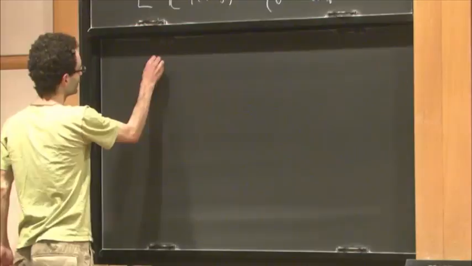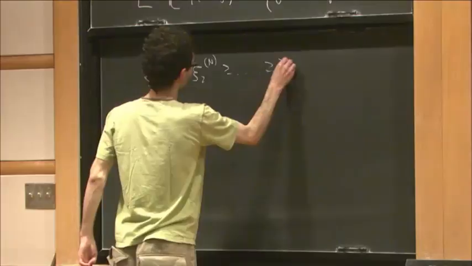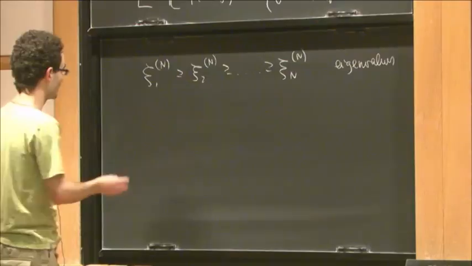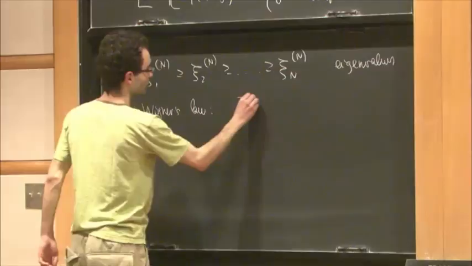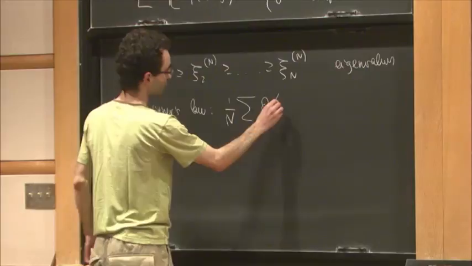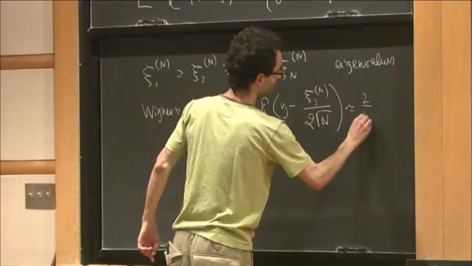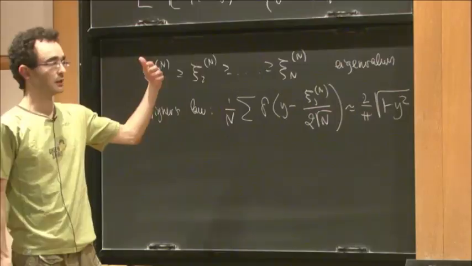Let's denote by xi_1 to xi_n the eigenvalues of this matrix H_n. In first approximation, they're given by Wigner's law. So the empirical spectral density, the sum of delta functions at all these eigenvalues after we rescale them properly, properly meaning by 2 square root of n, is approximately 2 over pi square root of 1 minus y squared, in the sense of weak convergence in distribution as n goes to infinity.